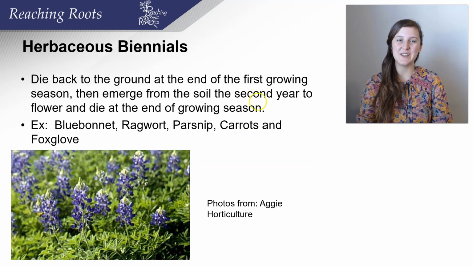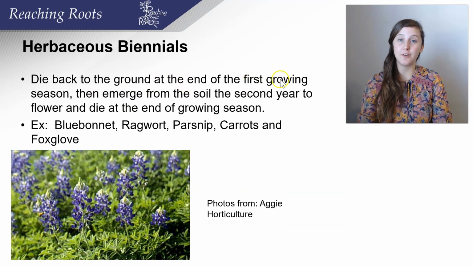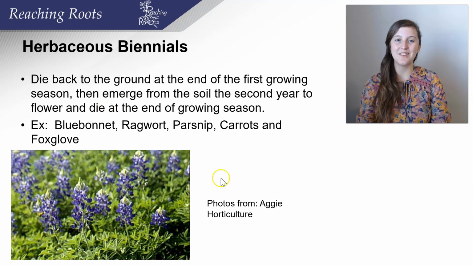Now for herbaceous biennials. Remember, they die back at the ground at the end of the first growing season and then emerge in the spring the second year, produce a flower, and then die. Some examples of herbaceous biennials are bluebonnets, ragwort, parsnip, carrots, and foxglove.